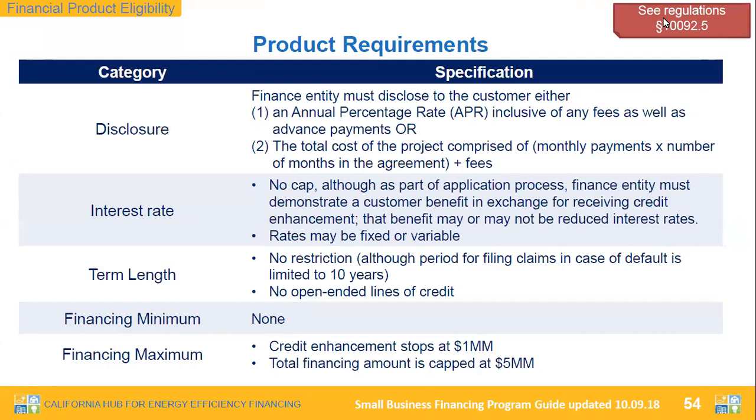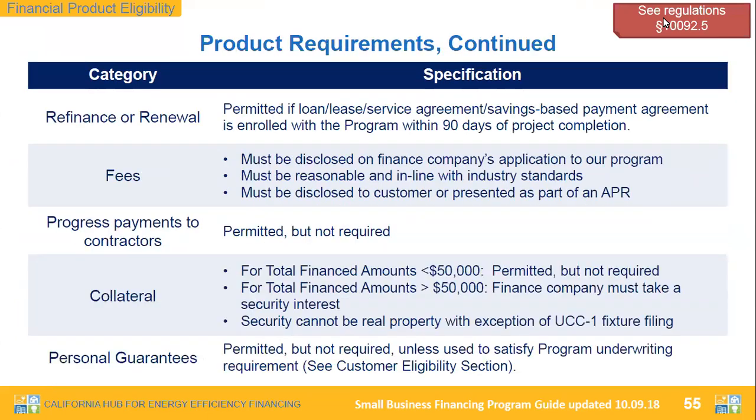Term length, no restriction. The funds are claim eligible for 10 years. No open-ended lines of credit. These need to be termed, or at least amortized to zero if there's not a defined term. Financing minimum, there's none. And then you already know the maximum. The credit enhancement stops at $1 million, but will go up to $5 million.